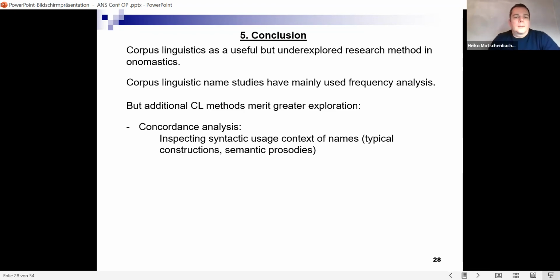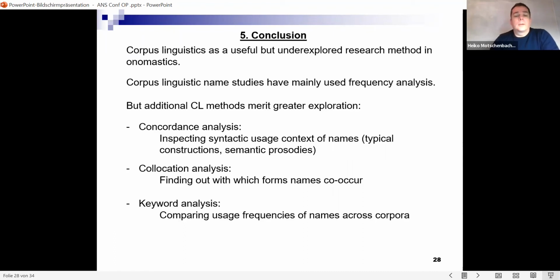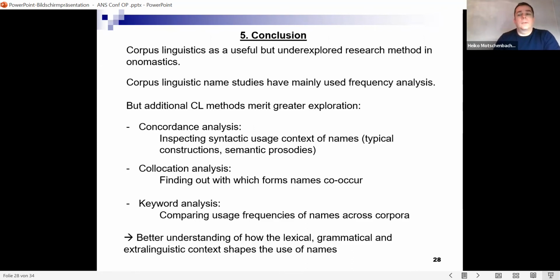I'm talking about concordance analysis, for example. You could inspect the syntactic usage context of names to find out about their typical constructions and semantic prosodies. You could conduct collocation analyses to find out with which forms names co-occur, or you could compare corpora and also compare the usage frequencies of names across corpora. And there are probably still more types of analysis that could be interesting. And if we do all of that, I think we could gain a better understanding of how the lexical, grammatical, and extralinguistic context shapes the use of names. And this was something that I wanted to induce with my article.